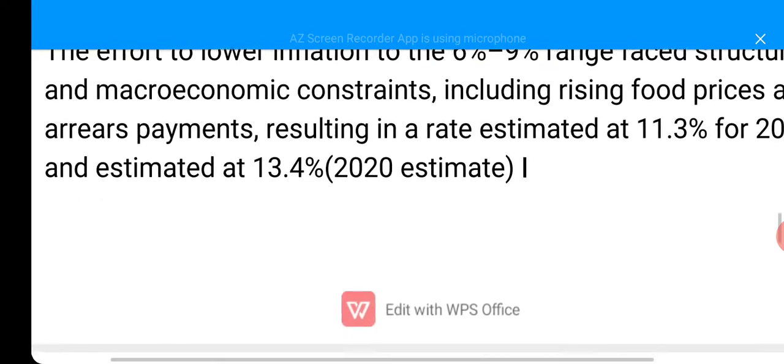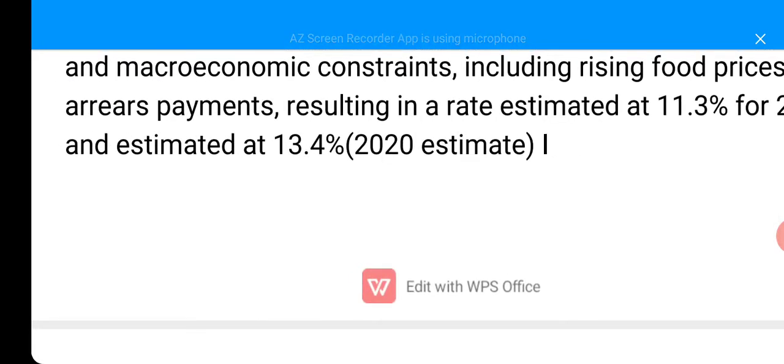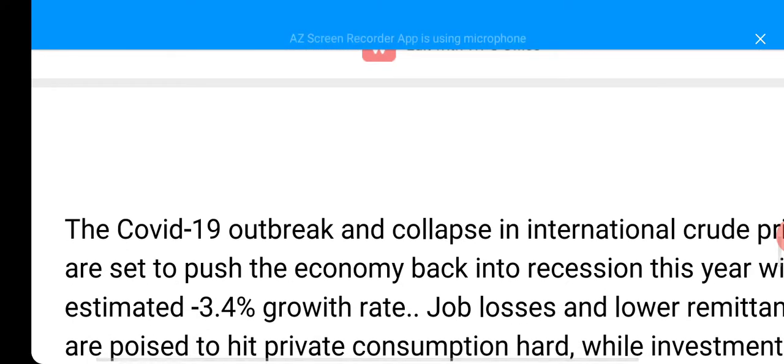In fact, the inflation rate is estimated at 13.4% for 2020, which means an increase of about 2.1% in the inflation rate in 2020.